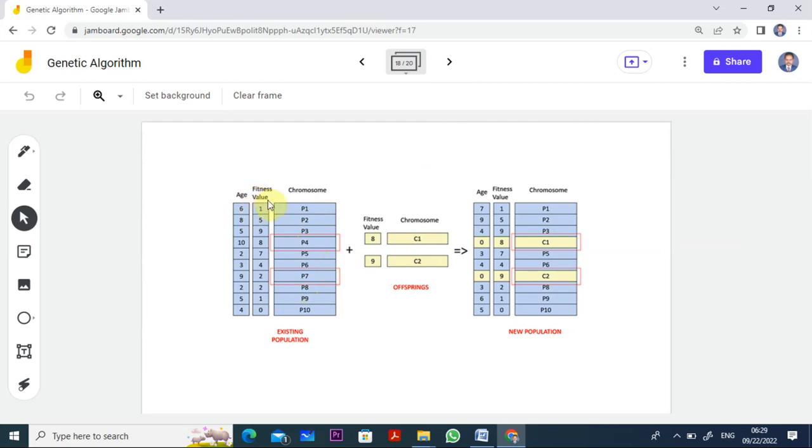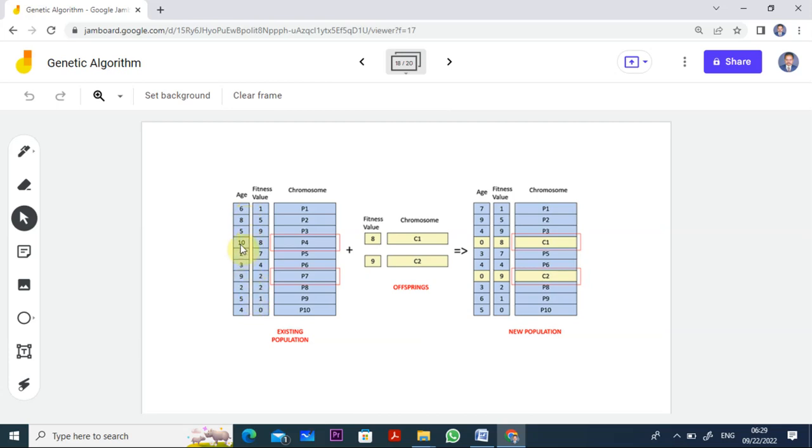Now, here I am maintaining the age, the fitness value, and the chromosome. I selected this P4 chromosome, and I also selected this P7 chromosome. For P4, what is the age factor? It is 10. For P7, they are already in the last, because it is just a mapping. I am not saying that a 10-year-old boy is allowed for mating, or 6. It is not like that. So let 6 be 60, 8 be 80, 5 be 50, 10 be 100 and 9 be 90.